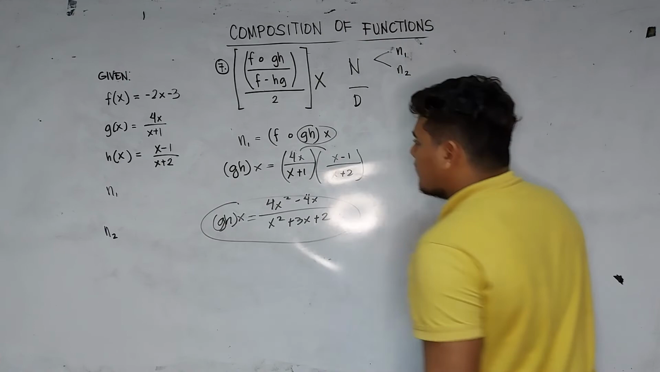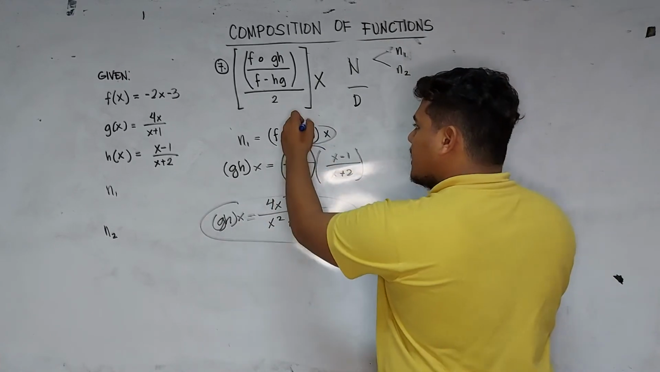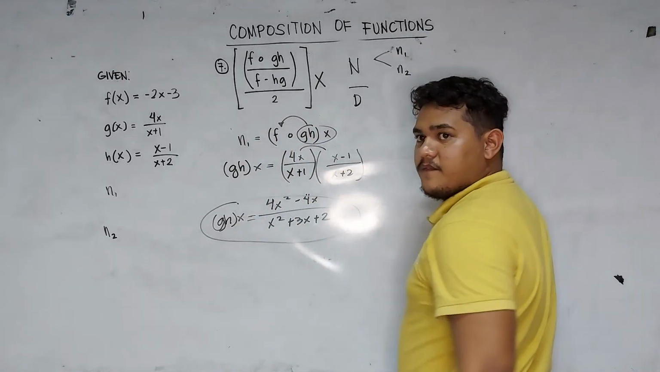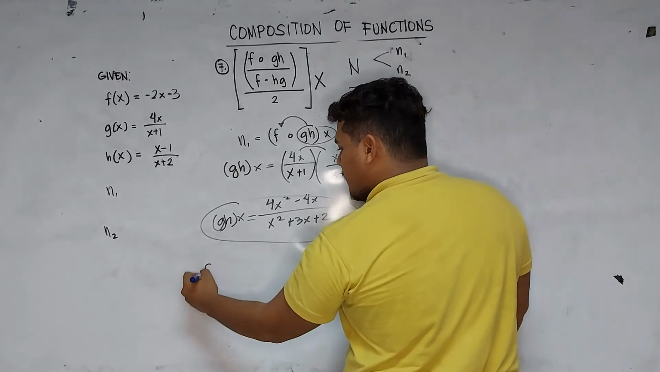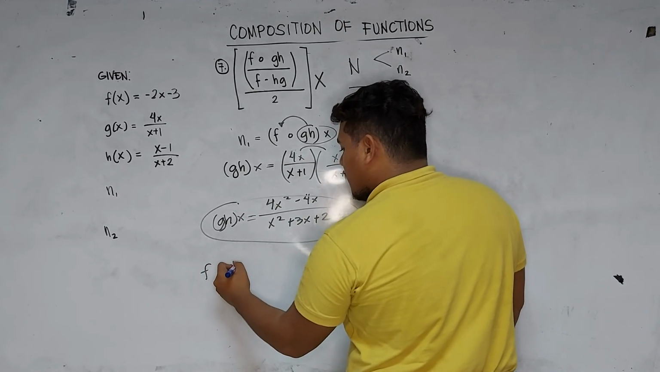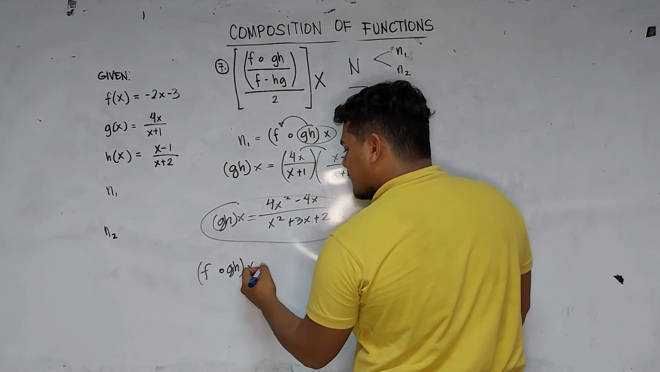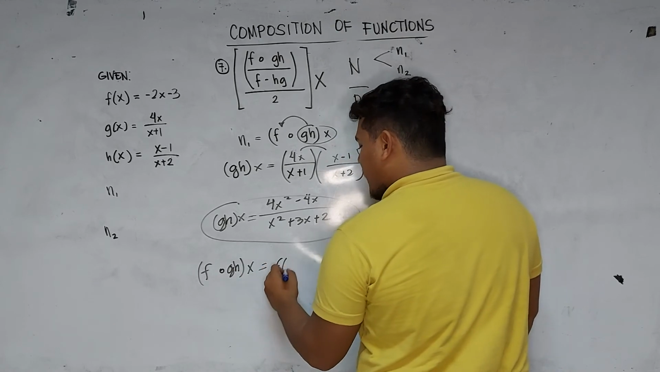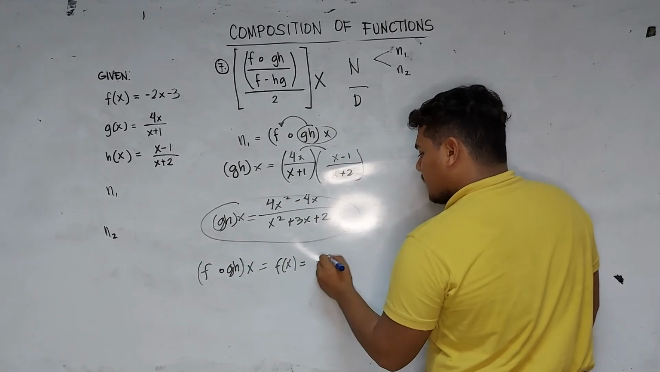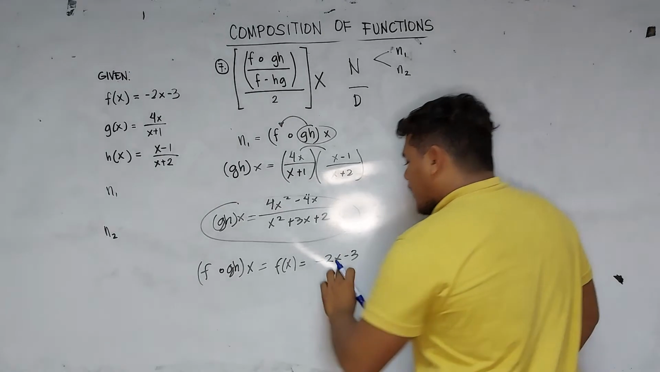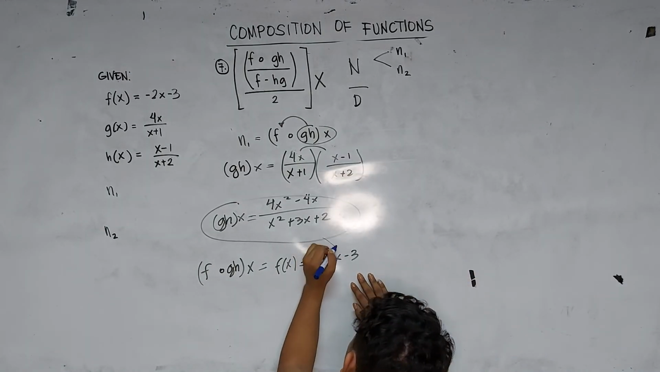Are we done? Not yet. Because gh of x is still to be substituted into f. So what will happen now? What is the value of f composed of gh of x? What is the value of f of x? Negative 2x minus 3. Therefore, we substitute it there.